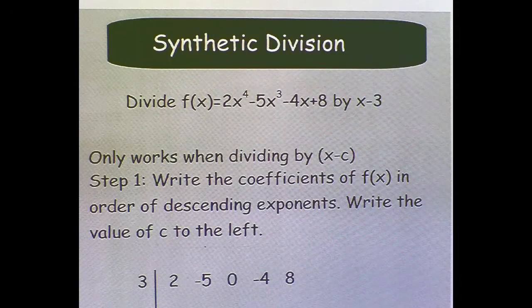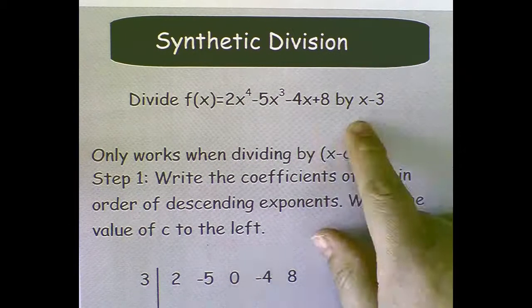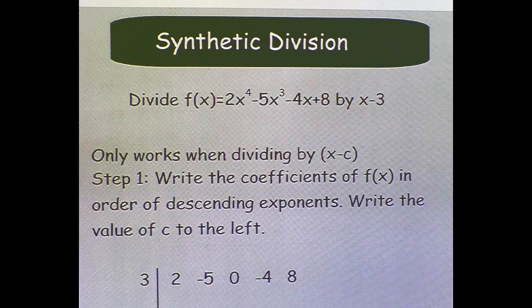All right, today we are going to talk through synthetic division. So we're going to take a polynomial and divide by x minus 3. One thing that's important about synthetic division, it only works if we're dividing by x minus c. No x squareds, no coefficients on the x's. Notice that it's minus c, so it'll be the opposite of what it looks like.